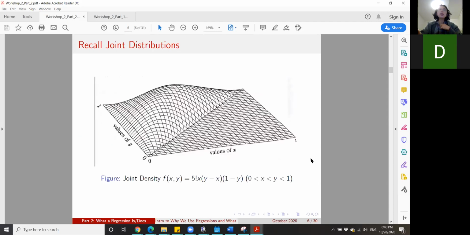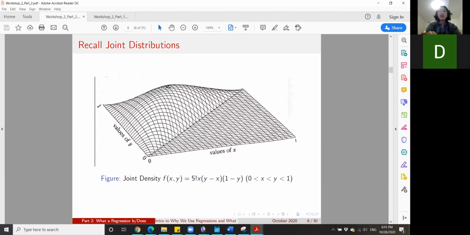Okay, so first, before we get into the formula and everything, let's take a step back and recall what joint distributions are and look like. This is a joint distribution of two random variables, x and y. This is like a joint density function. You can picture this as your probability distribution, right?